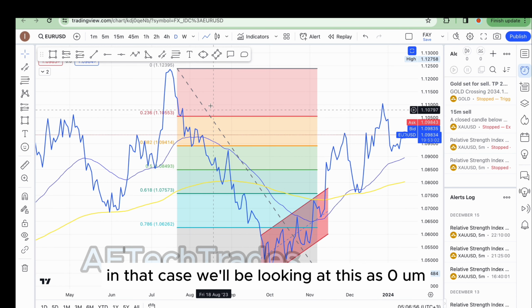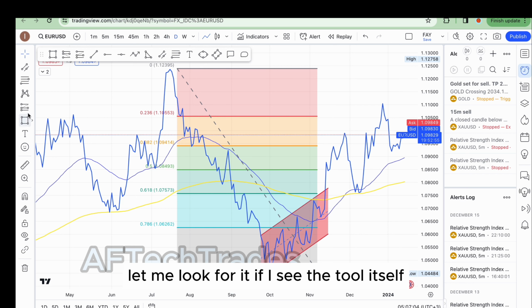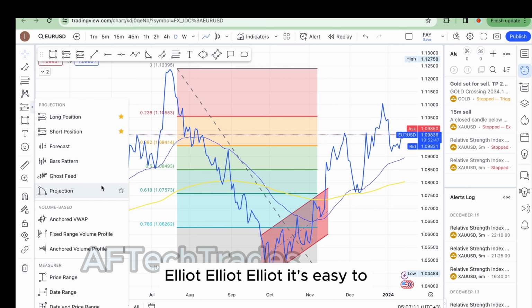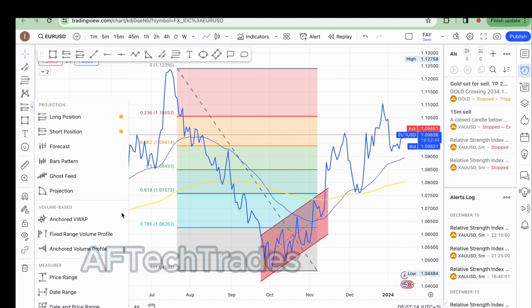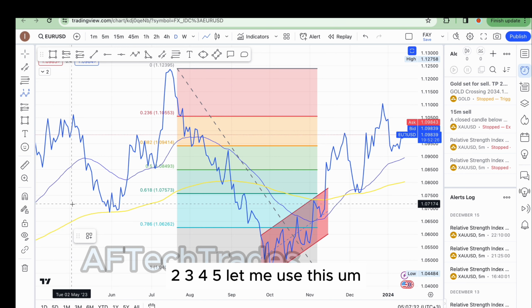we'll be looking at this as 0. I think we have the wave theory tool here, Elliott Wave. Let me look for it. It's not here. Is it here? Yeah, Elliott Wave 1, 2, 3, 4, 5. Let me use this.